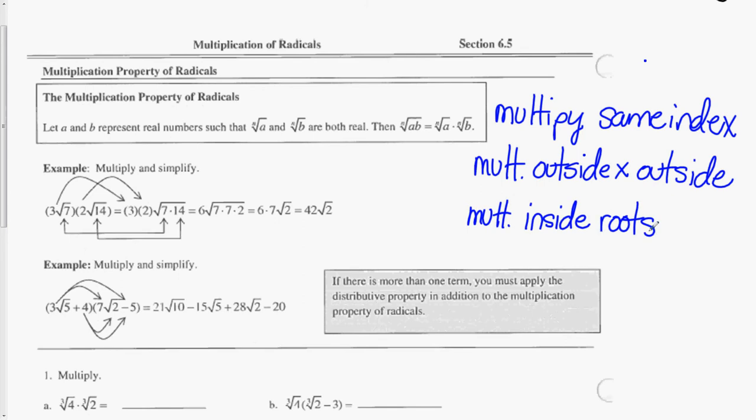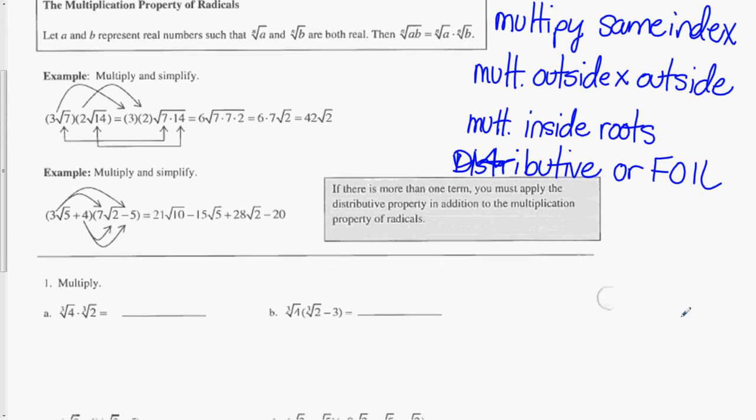Now, when we do the multiplying, you might use the distributive property, or we may FOIL, depending on if it's a 2 by 2. So we can use a couple of different ways to do this multiplying.